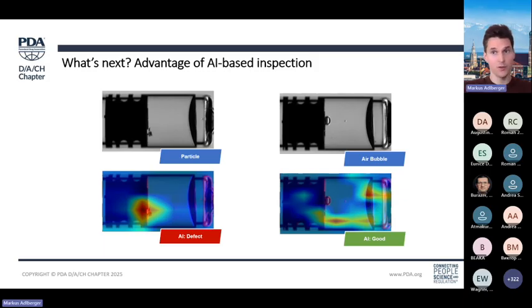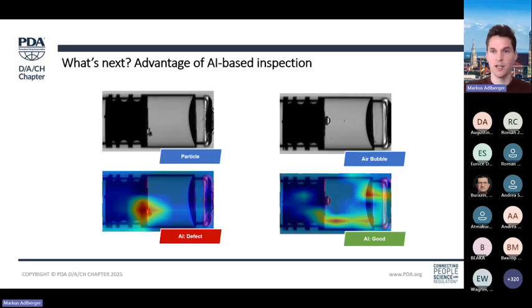Another option to reduce the false reject rate is to use an AI-based algorithm. One key benefit is the ability to differentiate between similar patterns. That means a trained AI model can distinguish between an air bubble and a particle in a reliable way. In this example, you can see two images, each processed by the same AI model. The left image is a particle defect, a glass particle which is lying on the plunger, and the right image is a good unit with an air bubble on the plunger.